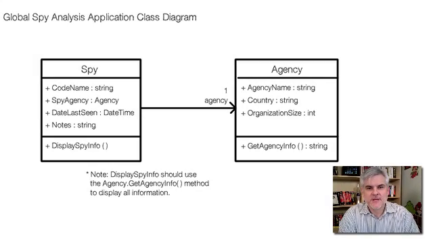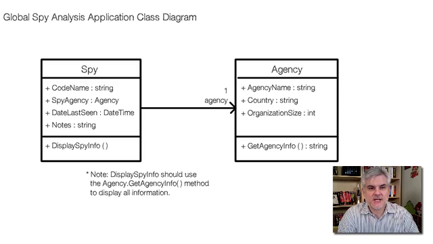You volunteer to stay late tonight and translate the UML class diagram on the whiteboard into C# code. So here's what the team has come up with. So your job is to translate this diagram into a set of classes for your new global spy analysis application using what you learned about classes and properties and methods and UML today.